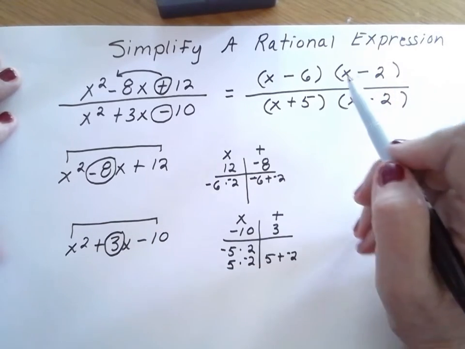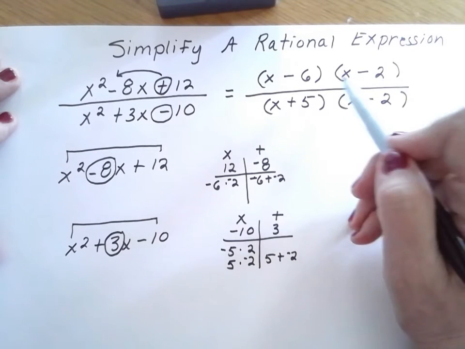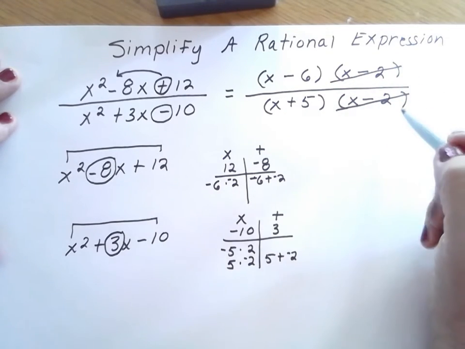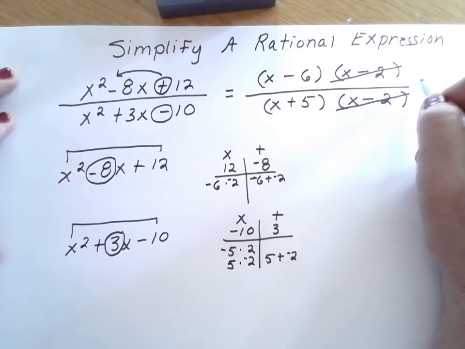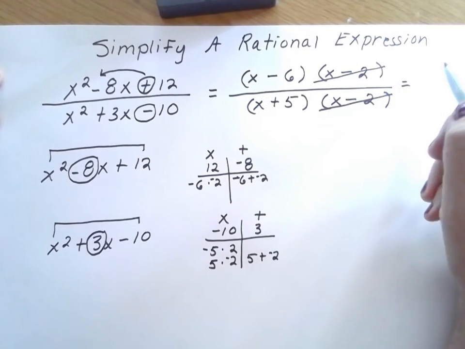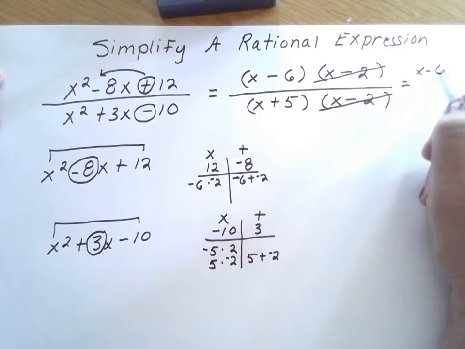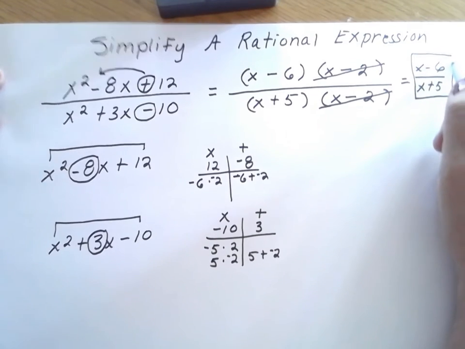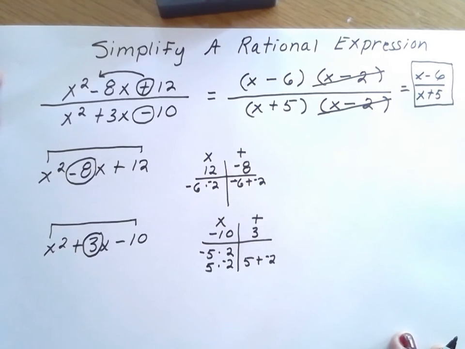I can see that these are the same terms, so they would cancel each other out because anything over itself is 1. And I am left with x minus 6 over x plus 5. And that is my rational expression in simplest form.